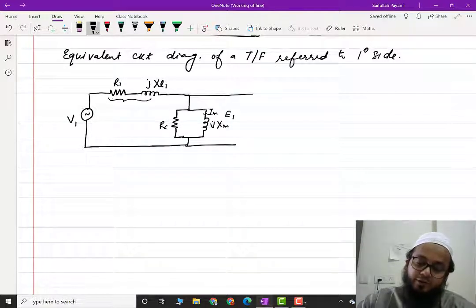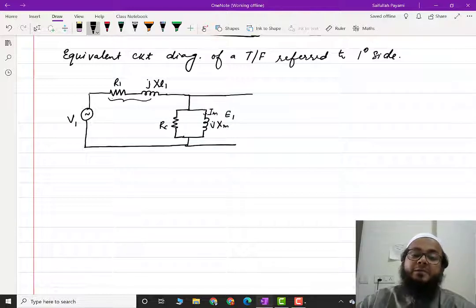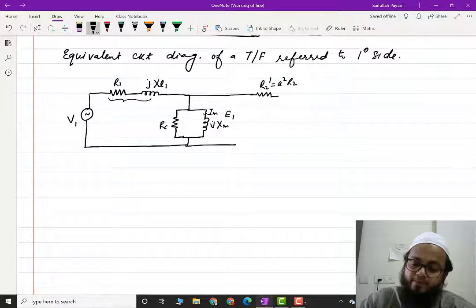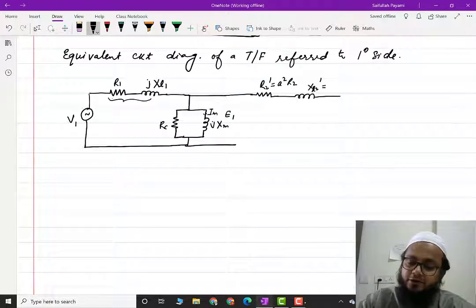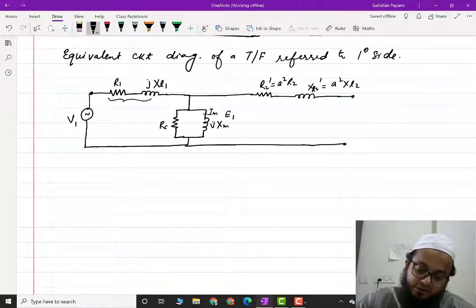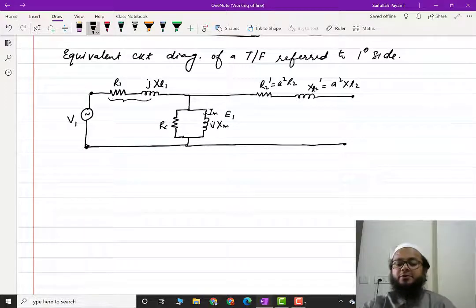So we can refer the secondary side impedances towards the primary side, and we know that to refer it, R2 dash would be equal to A square times R2, and XL2 dash would be equal to A square times XL2. Okay, so this is the transformer's equivalent circuit referred to the primary side.